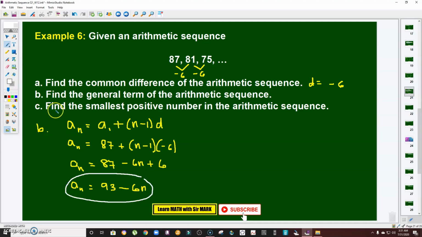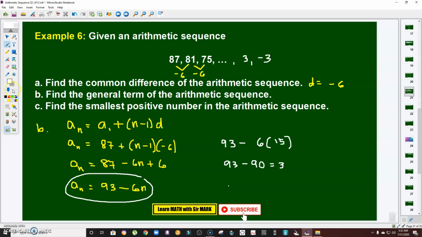Okay, so this is the answer in letter B. Next, for letter C, find the smallest positive number in the arithmetic sequence. Note that the sequence is decreasing: 87, 81, 75, and so on. It can't be negative. So, let's see. 93 minus 6 times, let's try 15. 15 times 6 is 90. There it is. So, therefore, 93 minus 90 is 3. Meaning to say, our sequence is 87, 81, 75, and so on, down to 3. Then, after that, you add negative 6 and it will become negative 3, and so on.